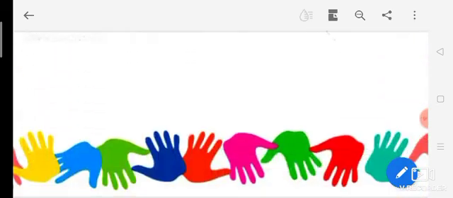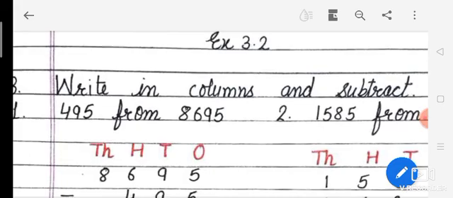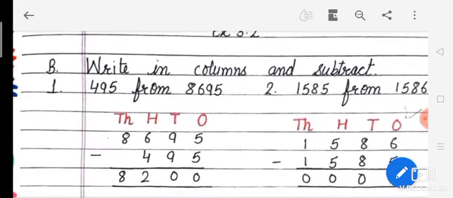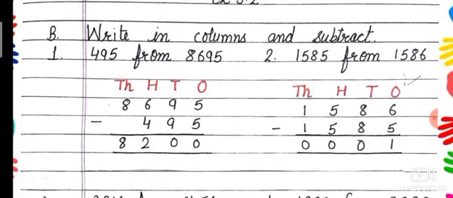Now students, come to B part. B part you will do in your notebook. Chapter 3, subtraction, exercise 3.2, part B. Write in columns and subtract. Means you have to arrange these numbers in columns. Columns means like this: ones, tens, hundreds, thousand. So first question is 495. You have to subtract from 8695. So start with this 8695, bigger number. After from what number is given to you, you have to write that one first.